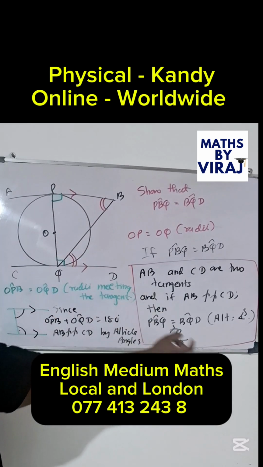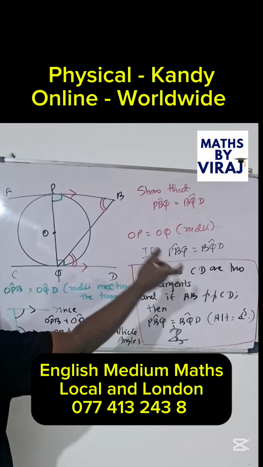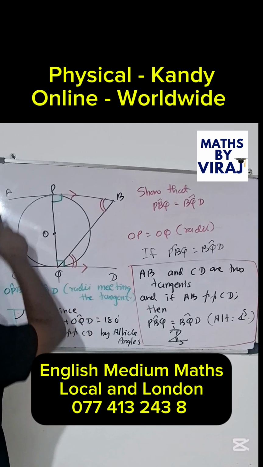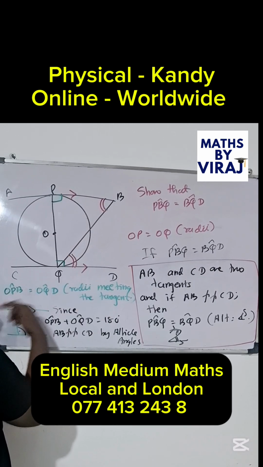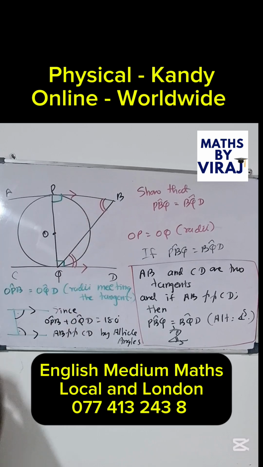So once again we came up with a theory from here. What if they were equal? For them to be equal, these two should be parallel. We proved that these two lines, the tangents AB and CD, are parallel. So obviously these two angles are equal.